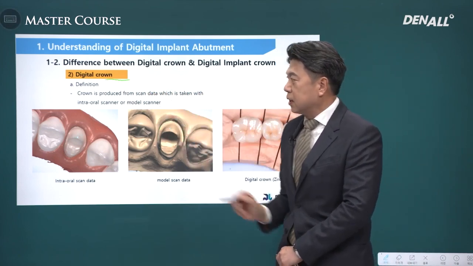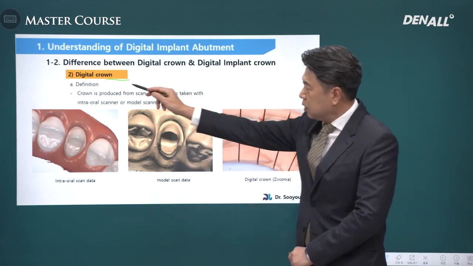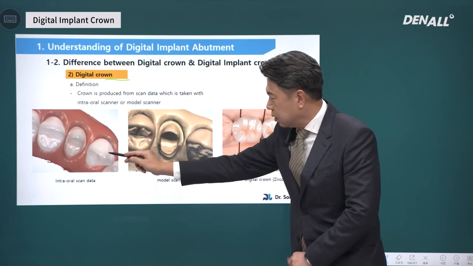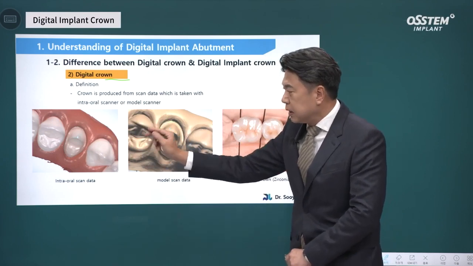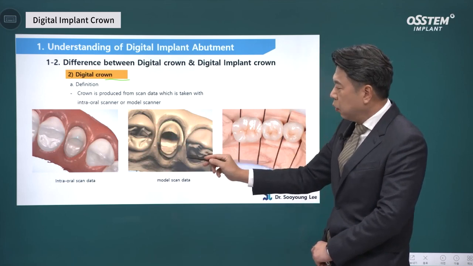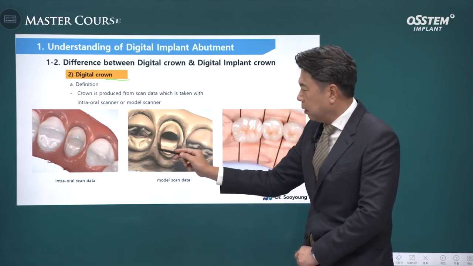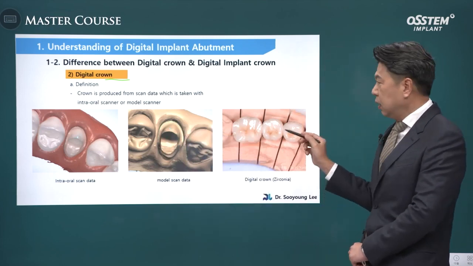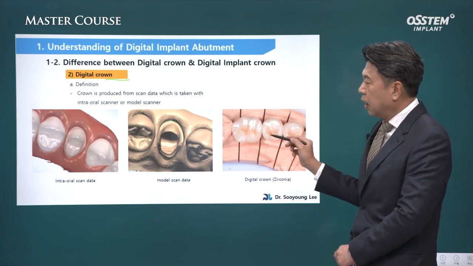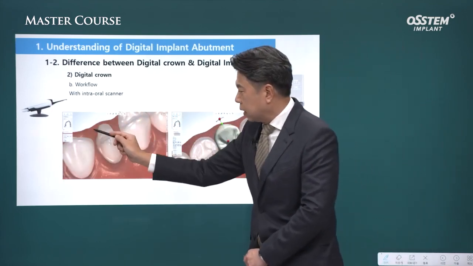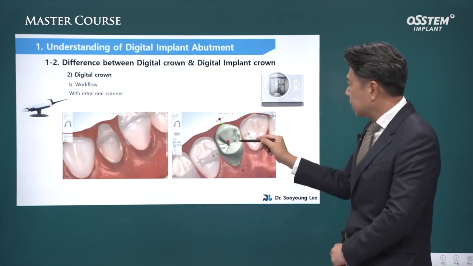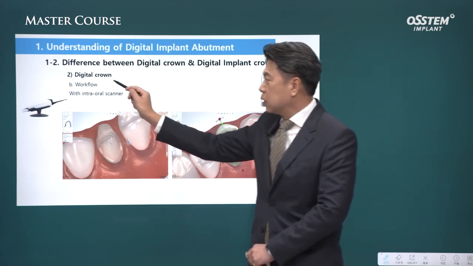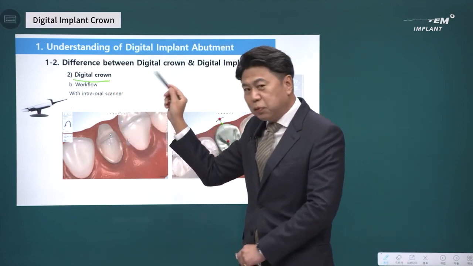Digital implant crown versus digital crowns. The difference is that digital crowns do not have the word implant, so a natural tooth is prepared and scanned, or a prepared natural tooth impression is taken. From the impression, a model is made and scanned. So using one of the two approaches, the margin is set and designed, and the crowns are called digital crowns. An intraoral scanner is used to do the scanning, and the margin is set and designed. A model scanner is explained in the next slide.